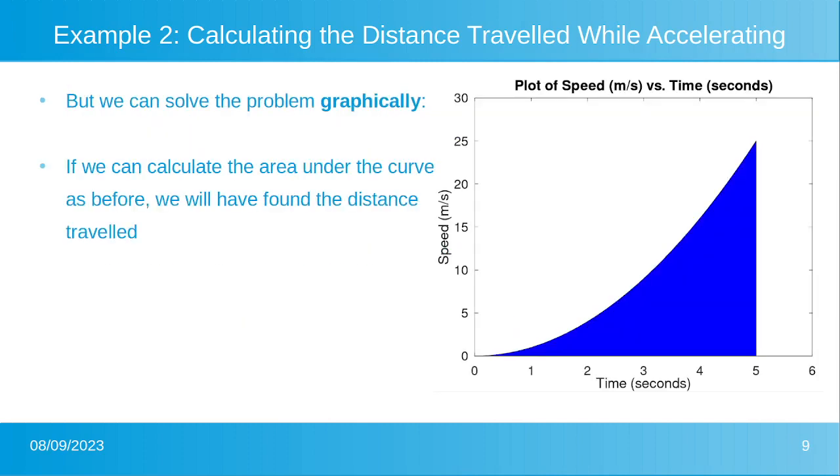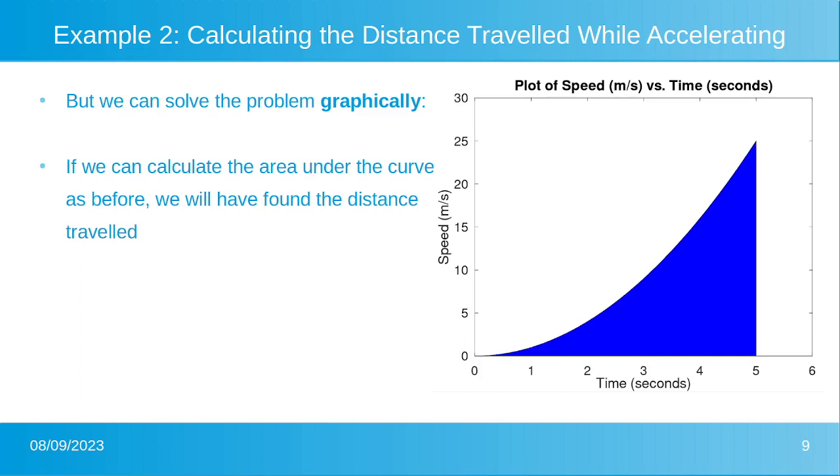But we can solve the problem graphically. If we can calculate the area under the curve as before, we will have found the distance traveled. So if we look at the right hand side of the screen here, we've got a plot of speed in meters per second versus time in seconds for the accelerating car. And we can see here that the car starts at rest and continuously accelerates for the 5 seconds, with its speed continuously increasing for those 5 seconds.